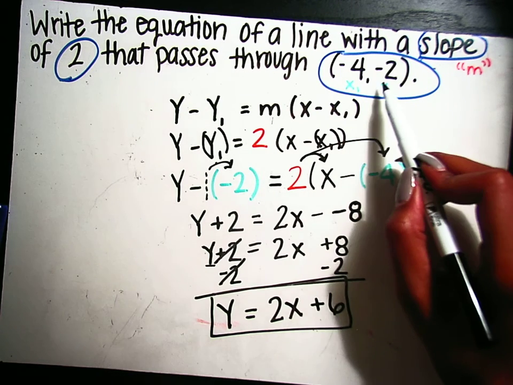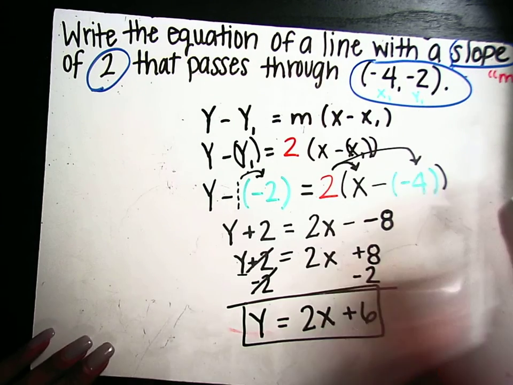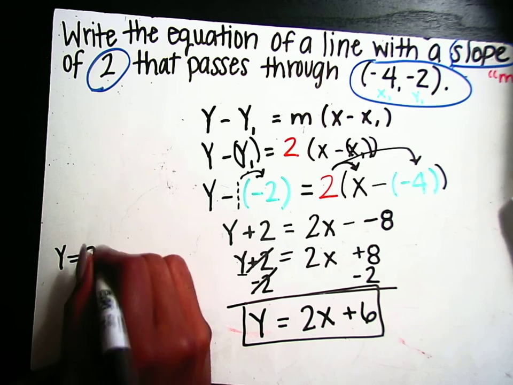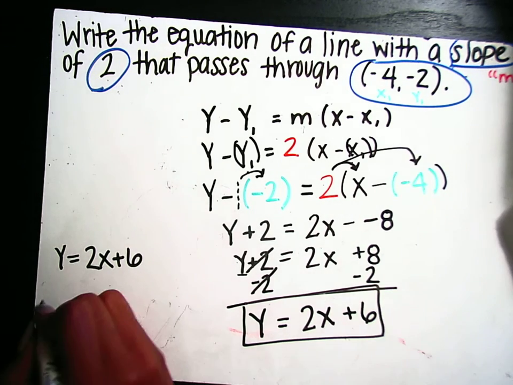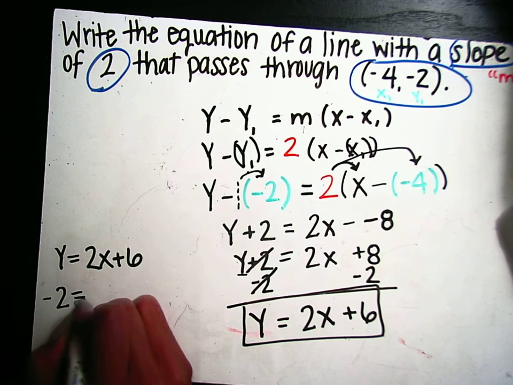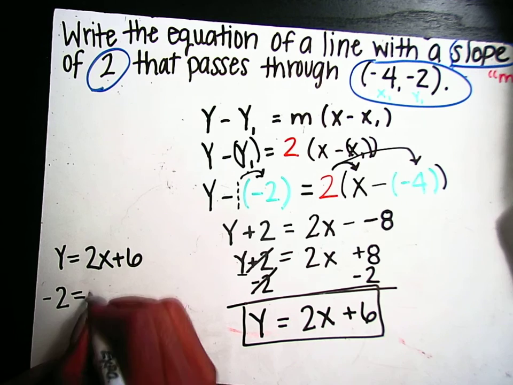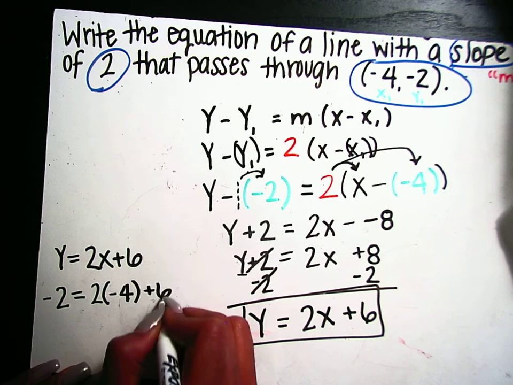They gave me an x and a y value. I'm going to plug those two into my equation to see if it comes out to be true. So, if y is -2, here I'm going to just write the equation that I got in my answer: y equals 2x plus 6. So I'm going to plug in negative 2 for y. So negative 2 is equal to, negative 4 is going to be plugged in for x, so 2 times negative 4 plus 6.